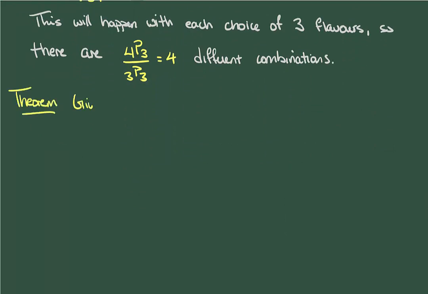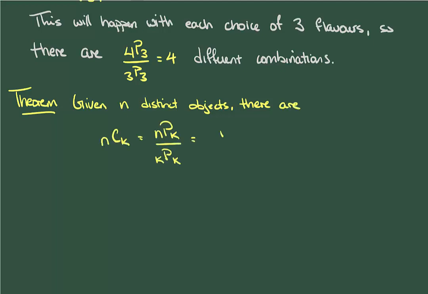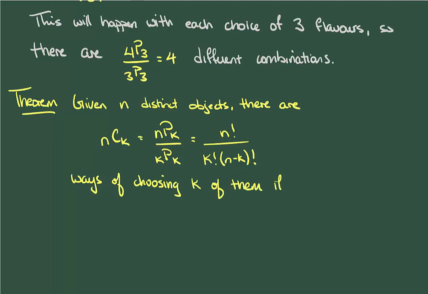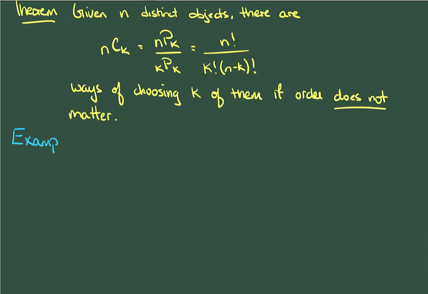So what we've learned is that if we have n distinct objects, then the number of k combinations, which we write nCk like this, is the number of k permutations divided by the number of ways of ordering those permutations. Okay, and this is going to ensure that we've removed the restriction that order matters. Let's do one more example to solidify this.